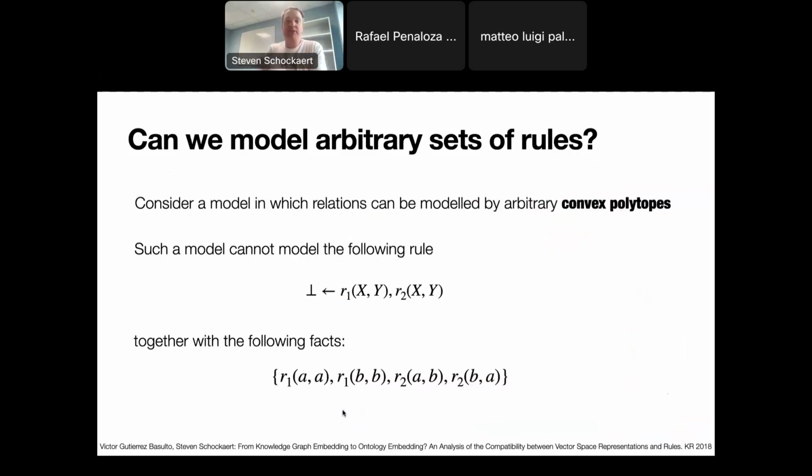Here's another counterexample. Not a counterexample, a negative result. So this is about disjointness. If we want to capture the fact that R1 and R2 are disjoint, so that means that they are represented as two disjoint spatial regions, then that's not compatible with representing these facts. If you want to satisfy these four relational facts, then it's not possible to represent R1 and R2 as disjoint convex regions.